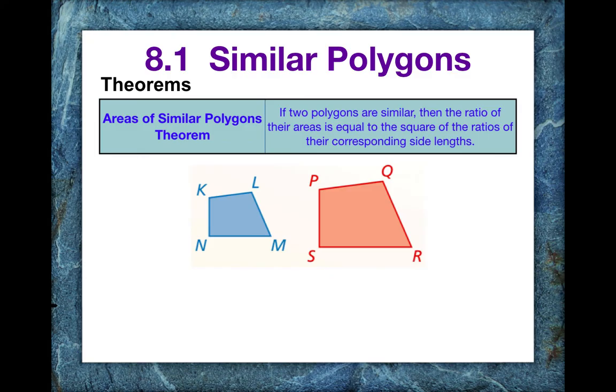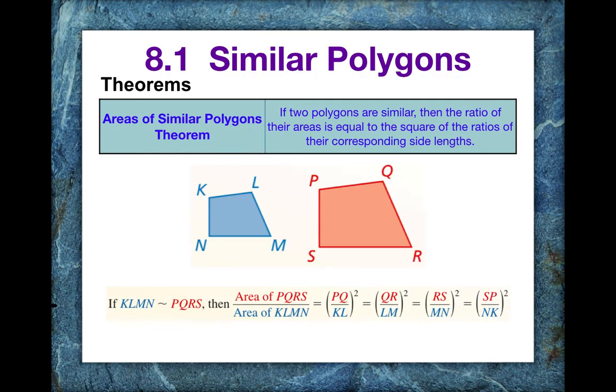We also have the theorem about the areas of similar polygons. If 2 polygons are similar, then the ratio of their areas is equal to the square of the ratio of the corresponding sides. So here I have 2 similar polygons, and the area of one over the area of the other, which is a ratio, is equal to the square of that K ratio. So this is a corresponding sides, and I take the square of that.